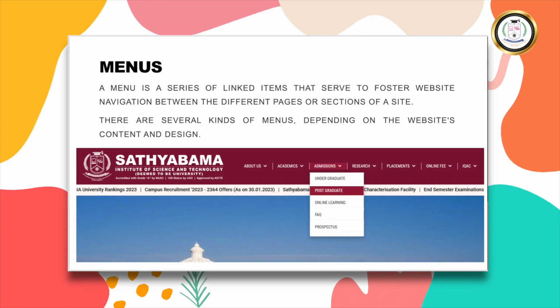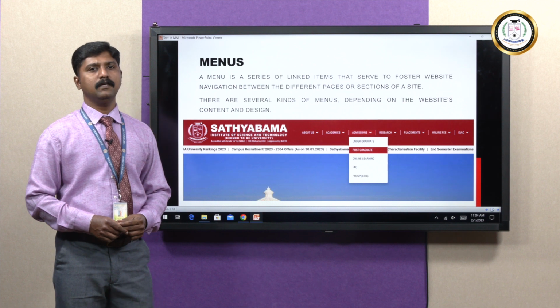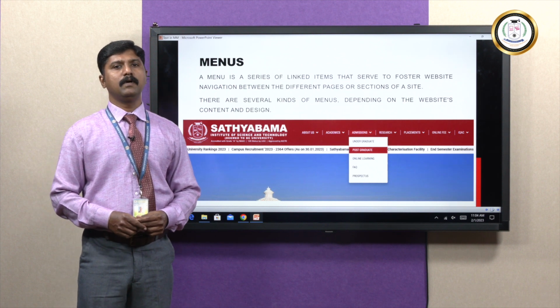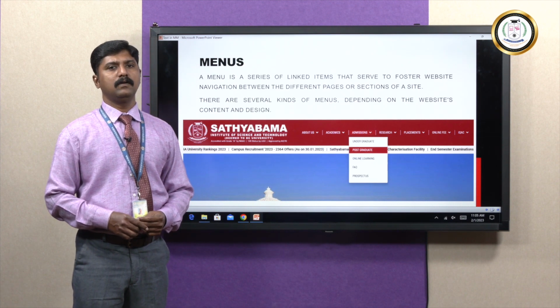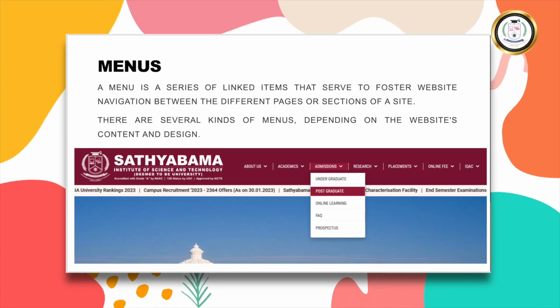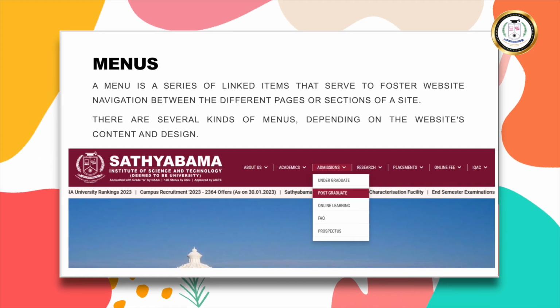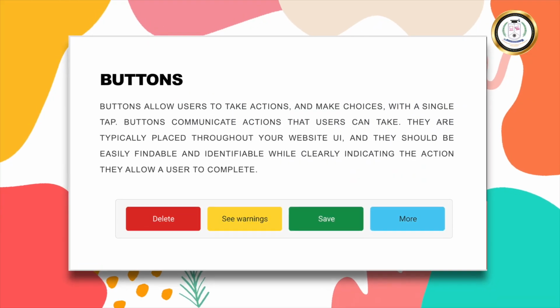When it comes to menus, a menu is a series of linked items that serves to support website navigation between the different pages or sections of a site. There are several kinds of menus depending on the website content and design. This is one example.